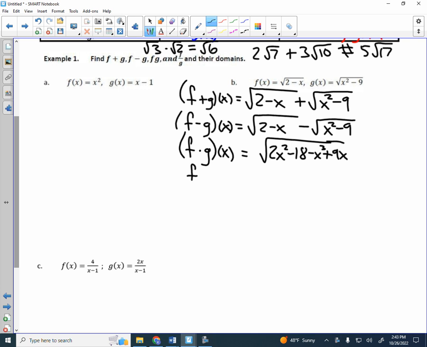All right, are you allowed to divide them? Yeah, just like you can multiply them, you can divide them. So f divided by g of x, and all that means is we can write it under one division sign. So it's the square root of 2 minus x over the square root of x squared minus 9. Again, I want to see one division sign or one radical so that you understand you can put them both together. We okay there?